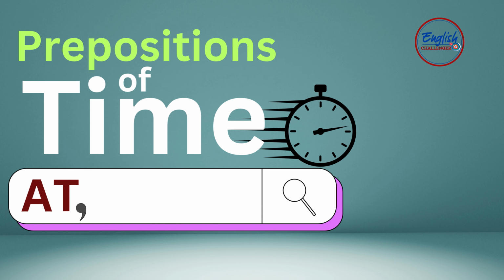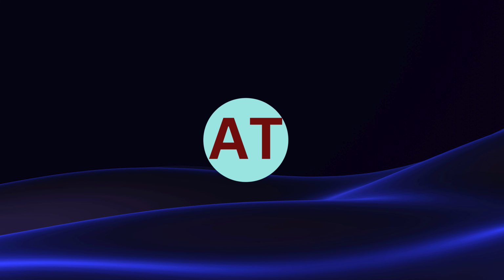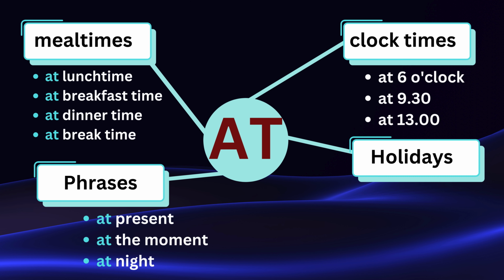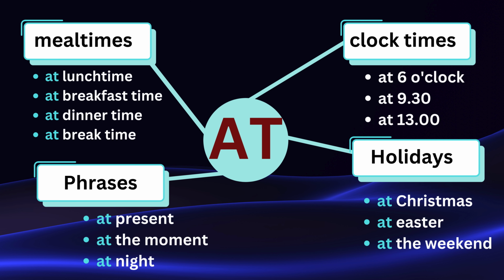At. Let's get started with the preposition at. We usually use it with clock times. For example, at 6 o'clock or at 9:30. We also use it with meal times, like at lunchtime, and at breakfast time. We also use at with some specific phrases, such as at present, at the moment, and at night. In addition, we use at with holidays, like at Christmas, at Easter, and at weekend.